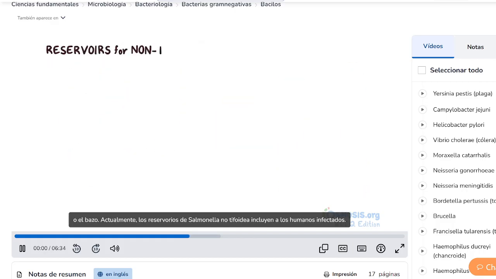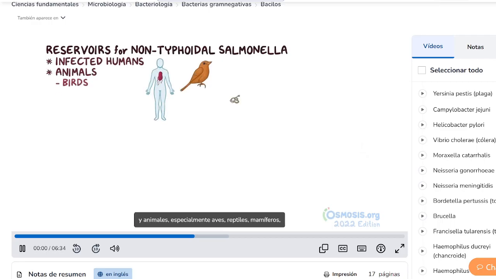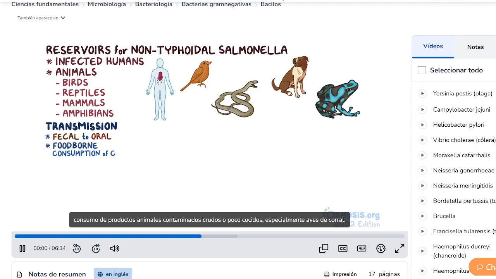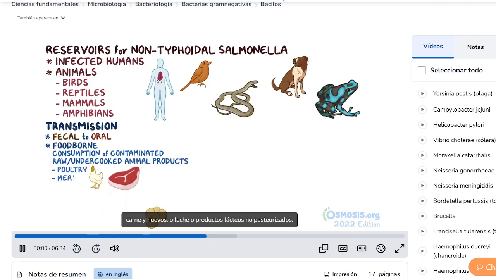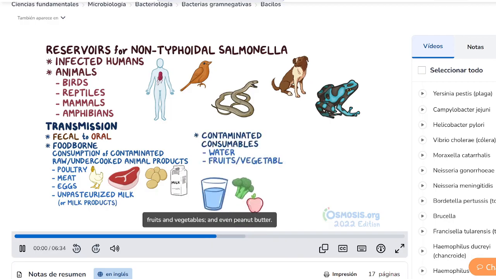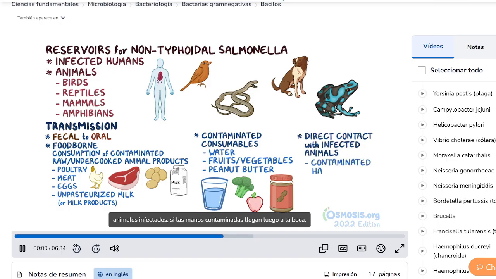Now, reservoirs for non-typhoidal Salmonella include infected humans and animals, particularly birds, reptiles, mammals, and amphibians. So, transmission can be fecal to oral and foodborne through consumption of contaminated raw or undercooked animal products, especially poultry, meat, and eggs, or unpasteurized milk or milk products. Transmission can also occur through any contaminated consumable, like water, fruits and vegetables, and even peanut butter. Finally, the infection can also spread through direct contact with infected animals, if contaminated hands then reach the mouth.